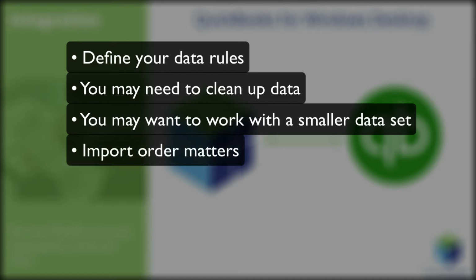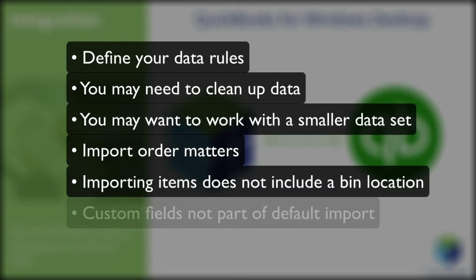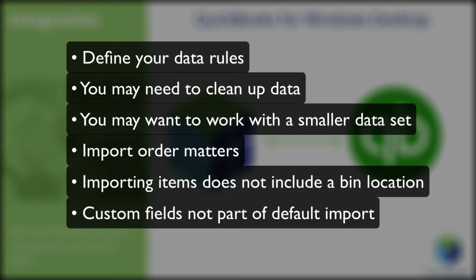Import order matters. Vendors must be imported before items. Customers can be imported at any time. Importing items does not include a bin location, since some versions of QuickBooks do not have this feature. That means that picking and put-away locations will need to be set in Trayse Inventory after the data has come over from QuickBooks. This only needs to happen once. Importing custom fields from QuickBooks is not part of the default process and requires customization.